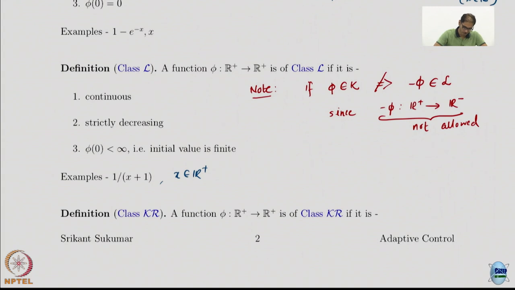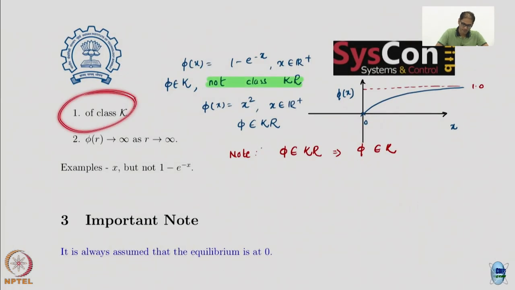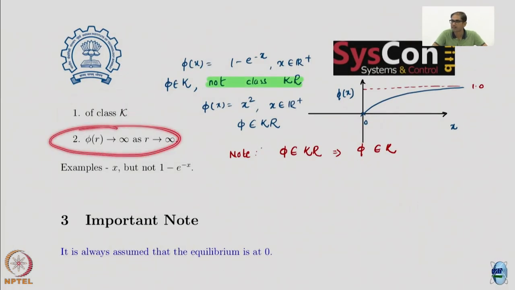Okay. So class K and class L, two characterizations. Now we have another characterization, which is a stronger characterization. It's a class KR function. Okay. A function, again, same arguments, is class KR if it is class K and it goes to infinity as the argument goes to infinity. Okay, that's it. This is the only additional requirement.